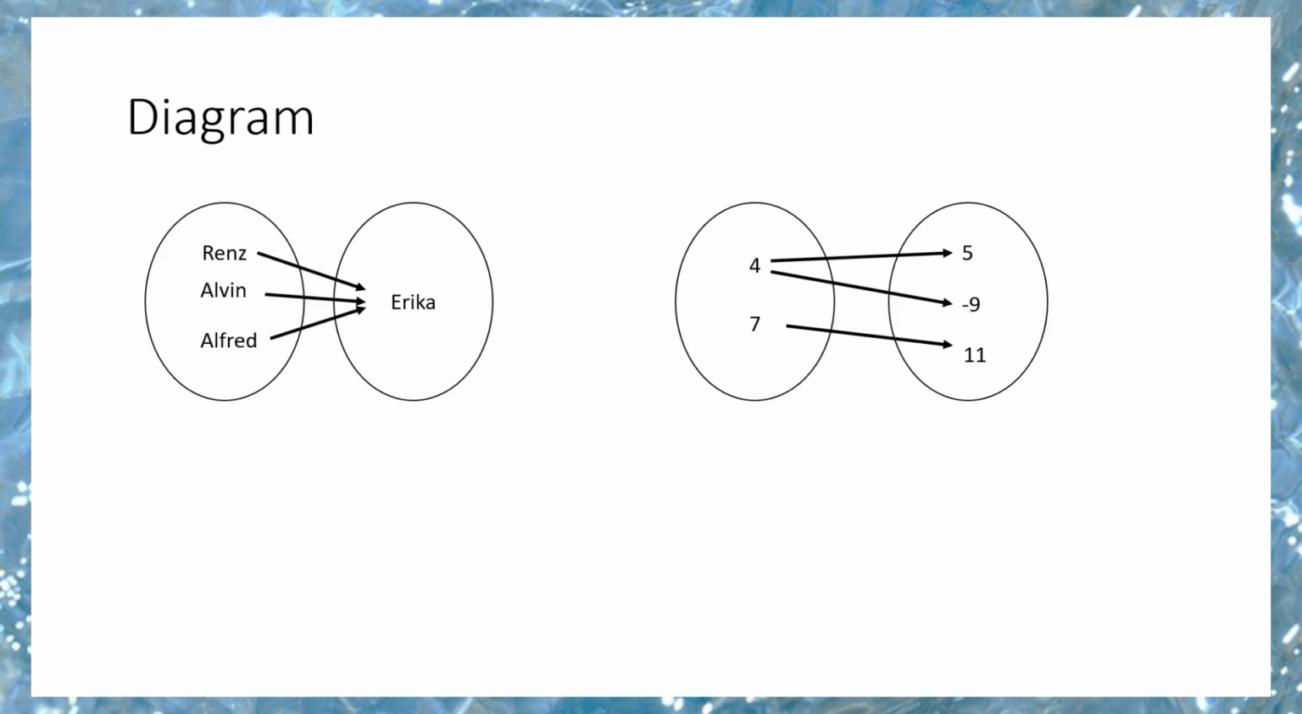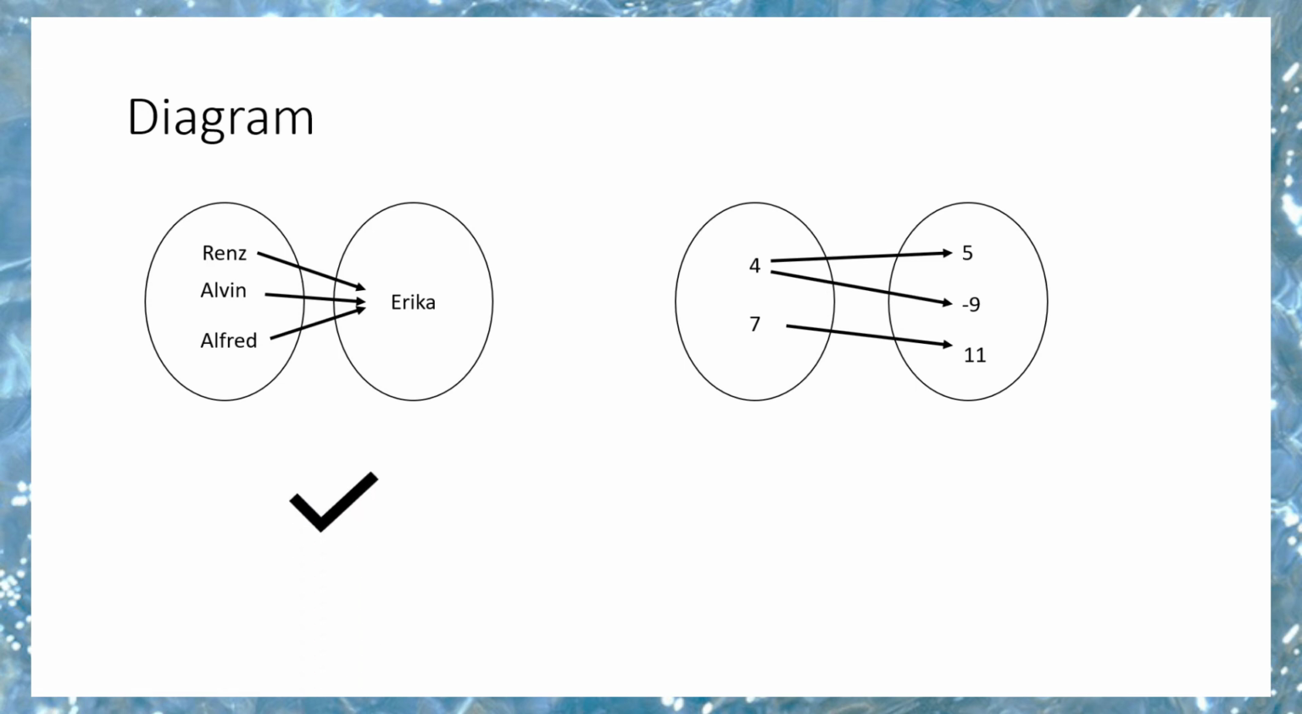Next, we have here the diagram. I have here the first diagram in the left side. Kung ilalagay natin sila sa ordered pair, we have here ordered pair (Renz, Erica), (Alvin, Erica), (Alfred, Erica). So nauulit lang si Erica, which is the y values, and then si Renz, Alvin and Alfred ay hindi naulit. So yung si Renz, Alvin at Alfred, siya ay nagre-represent to x value, and Erica represents the y value. Ibig sabihin, diagram 1 or the left side diagram is a function.